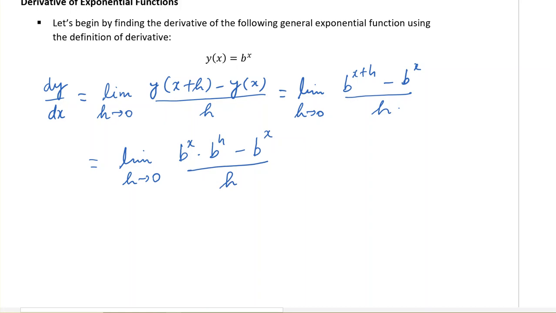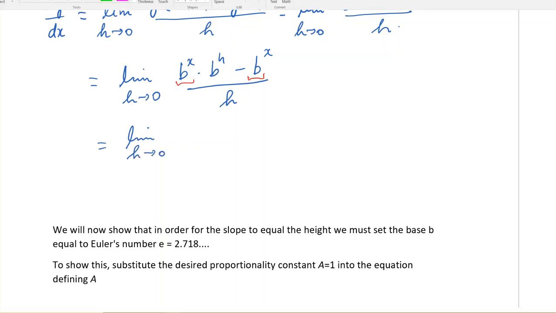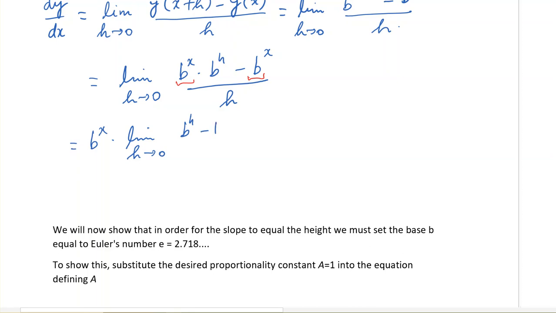So now we can see that b raised to power x is independent of h. So we can take this outside the limit. So we can rewrite this entire expression as limit h approaches 0, and b raised to power x can just come out from the limit because it's independent of the variable h, and inside we are left with b raised to power h minus 1 over h.